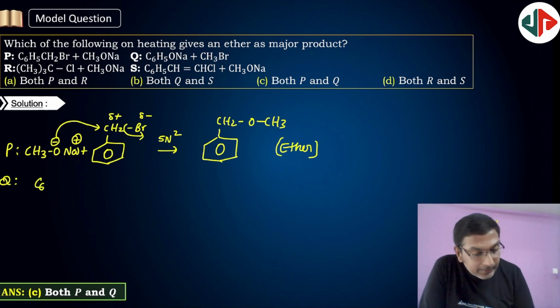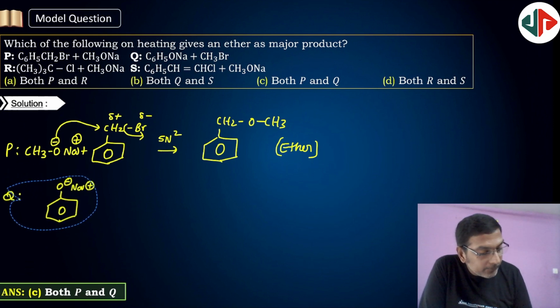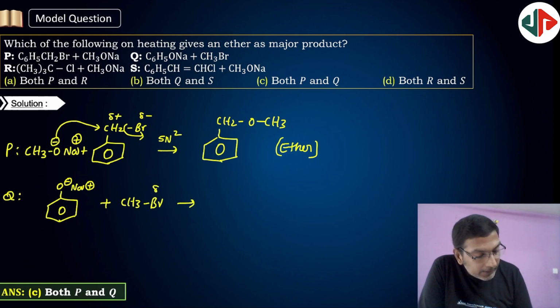C6H5ONa, sodium phenoxide, plus CH3Br, with delta minus and delta plus. It gives C6H5OCH3, which is also an ether.